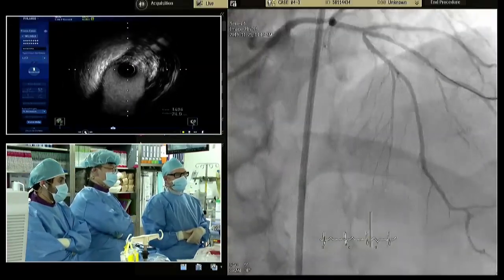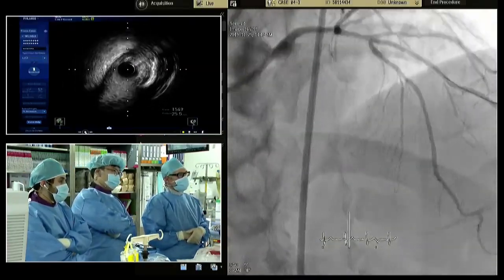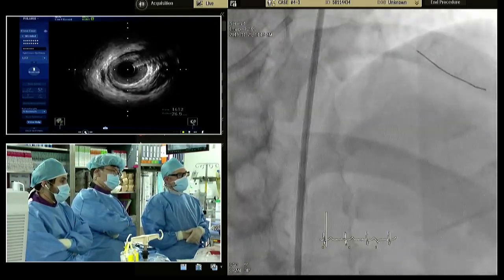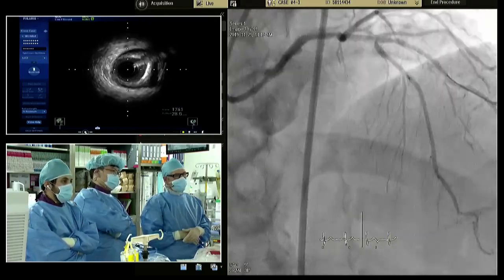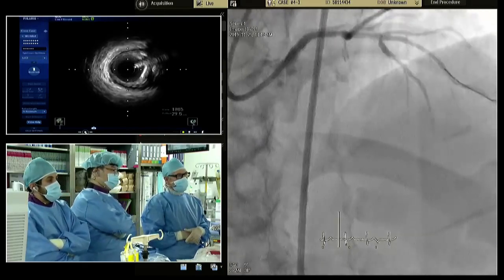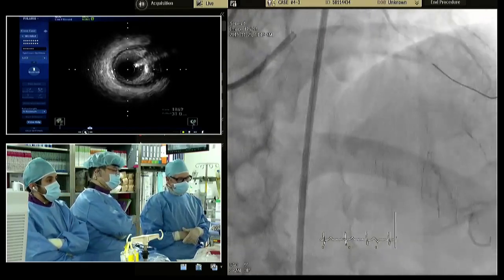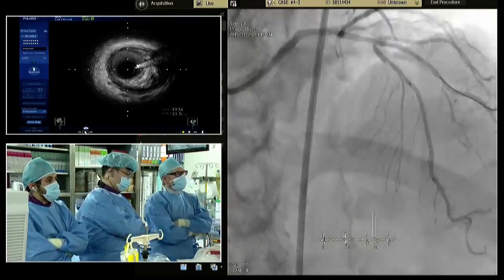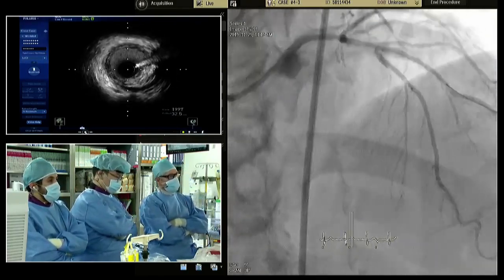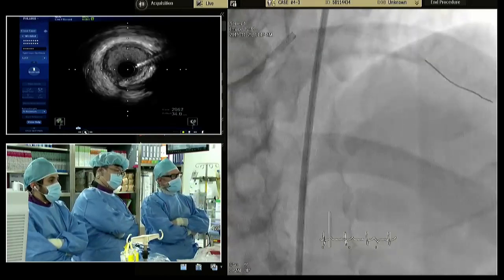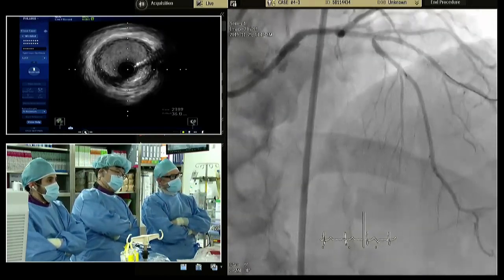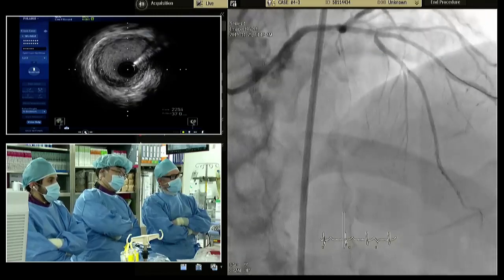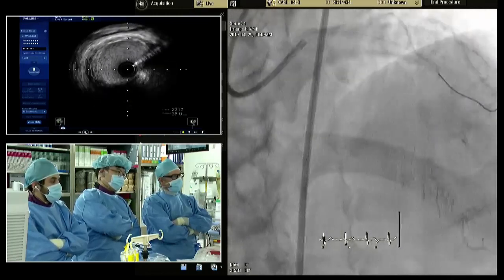I will definitely go provisional on the diagonal, and the question is where will you land with the stent? I still try not to extend the stent too much. Maybe right at the diagonal bifurcation. I will not go beyond the diagonal.